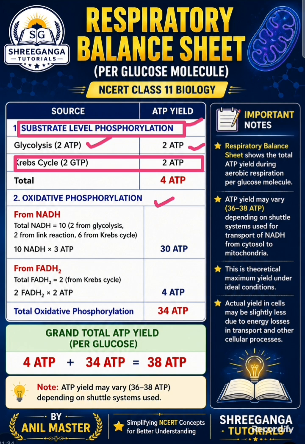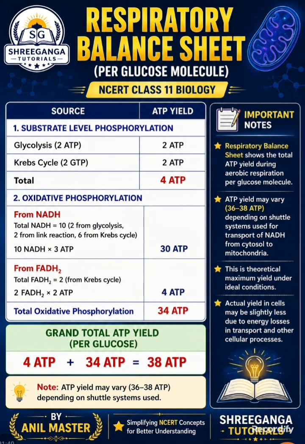And in the case of oxidative phosphorylation, just remember that in substrate level phosphorylation, nearly from glycolysis as well as from the Kreb cycle, a direct 4 ATP will be produced in total count. And coming to the next, oxidative phosphorylation from the NADH molecule as well as from the FADH2 molecule.